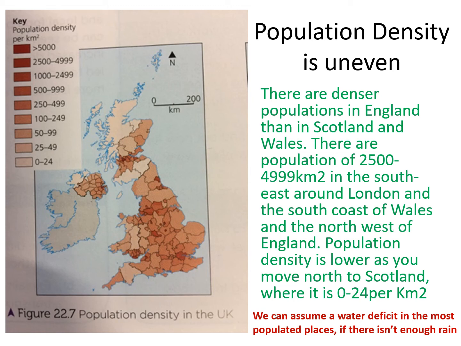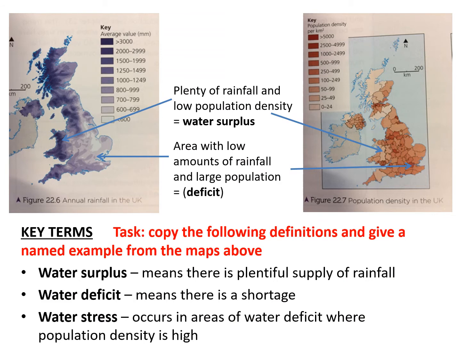So let's make an assumption. We can assume a water deficit, that's where there isn't enough, in the most populated places, especially if there isn't enough rain in those places. So we need to compare the two maps. Here are the two maps side by side.